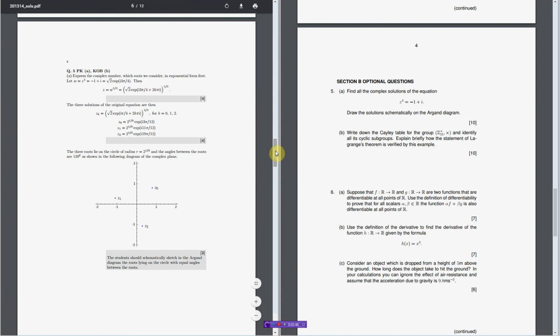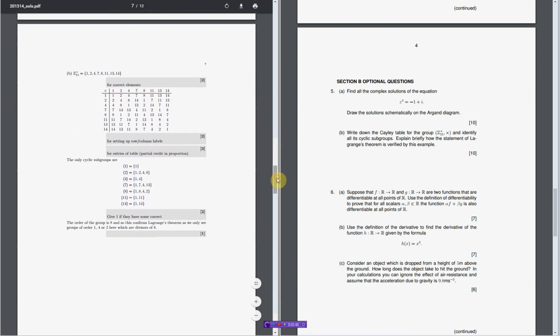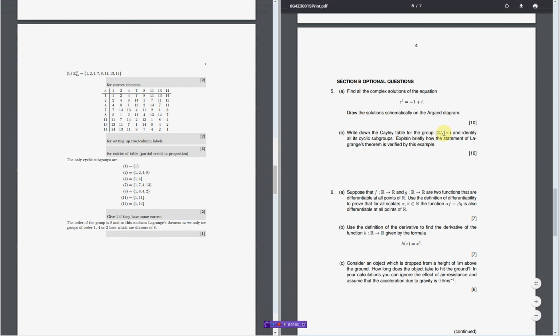Okay, so moving on to part B, you are asked to write down the Cayley table for the group Z15. This is the multiplicative group of congruence classes modulo 15, so the modular arithmetic group of integers modulo 15 under multiplication. We're asked to identify all its cyclic subgroups and then explain briefly how the statement of Lagrange's theorem is verified.